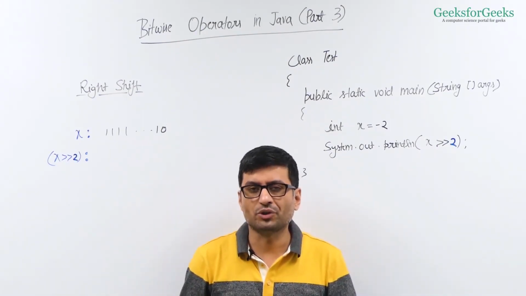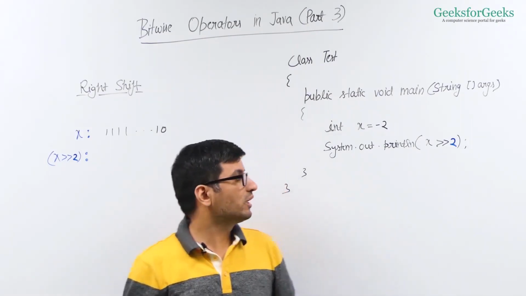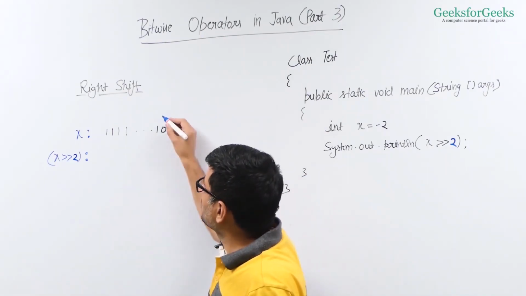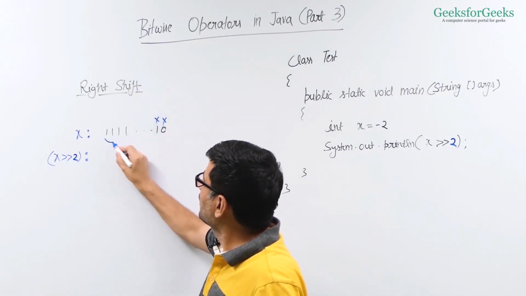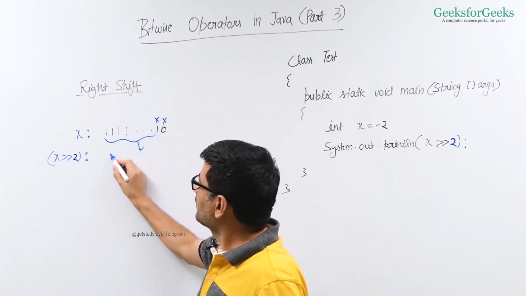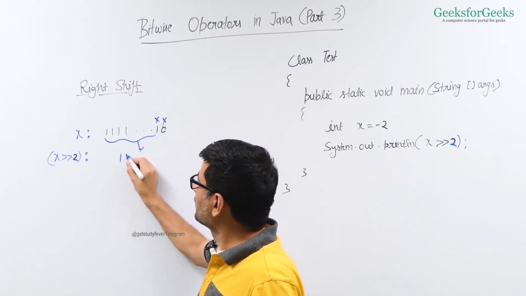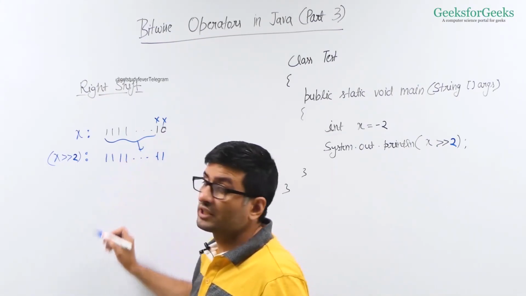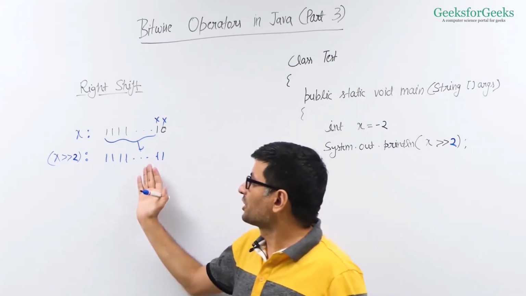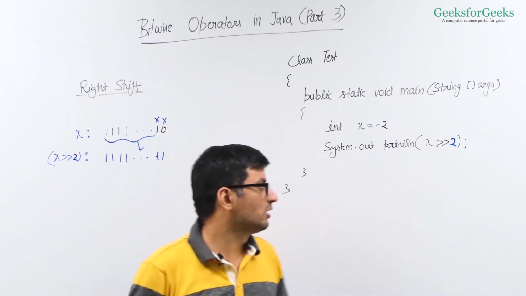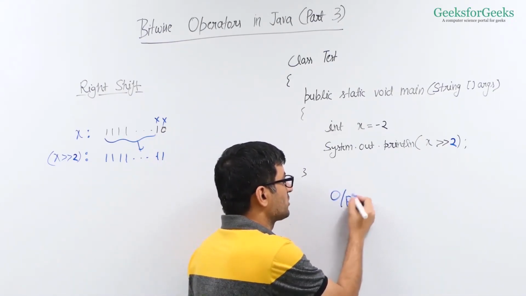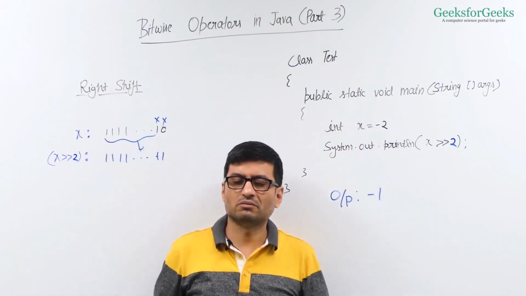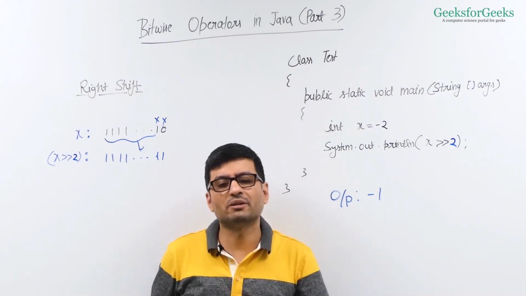Now a quick question for you. What will you get as an output if you shift it by 2? If you shift it by 2, these 2 bits will be ignored. These 31 bits will be moved to the right side. And the leading 2 bits will be added as 1 because it's a negative number. So what is this value? It's again -1. So you will get the output again as -1. So if you shift -2 by any value greater than or equal to 1, you will always get -1.